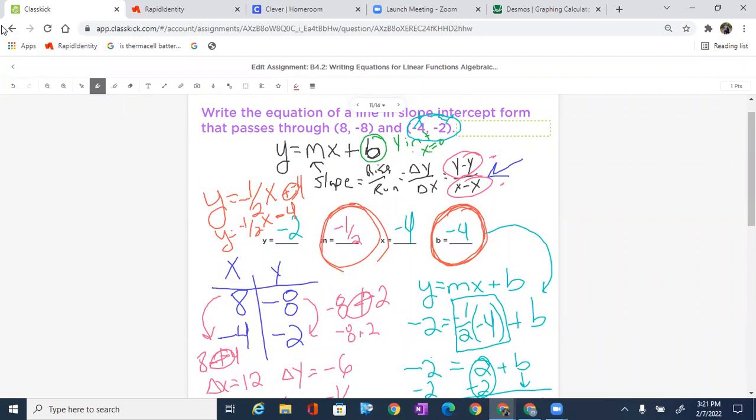All right, I hope that helps you all out with finding the equation of a line in slope-intercept form when you're given two points.